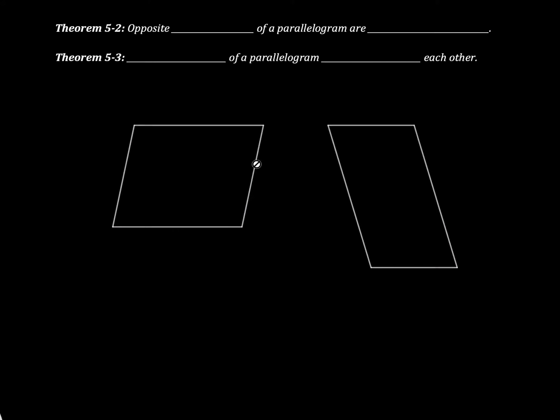Well, what else could we prove? In theorem 5-2, we have something that says that the opposite angles of a parallelogram are congruent. So if I have this parallelogram here, it would mean that this angle and this angle would be congruent to each other, and that this angle and that angle would be congruent to each other. And you can see actually the proof, if I wanted to do a proof of this, it would be pretty similar. I would add in an auxiliary line, I would show that the two triangles are congruent, and then these angles would be congruent parts of corresponding parts of congruent triangles.